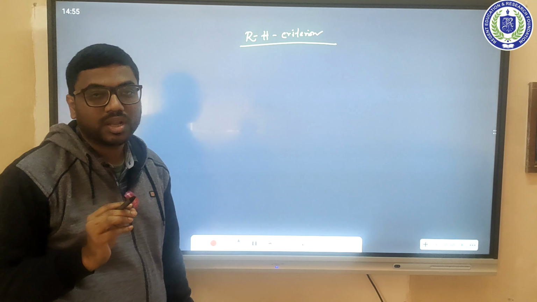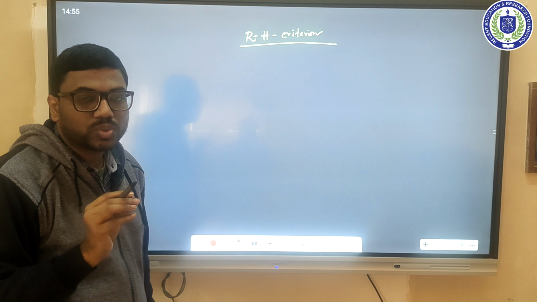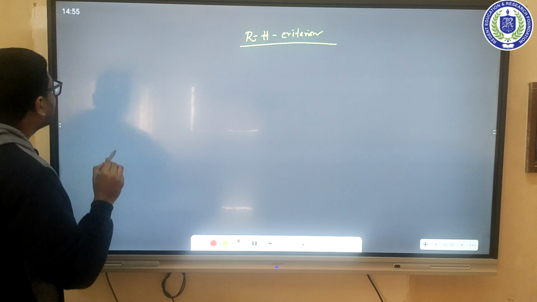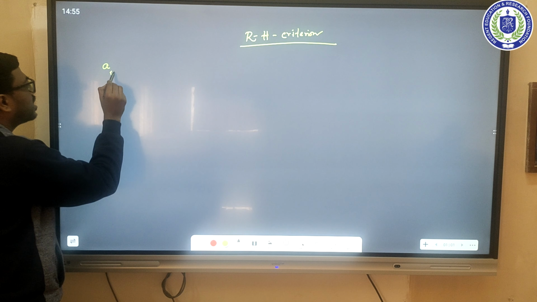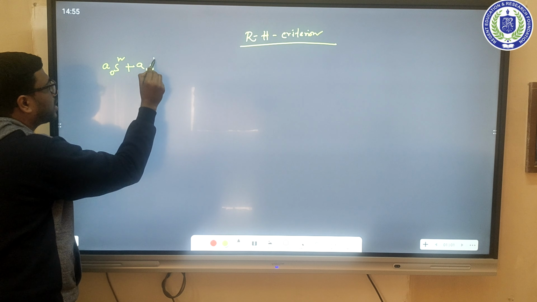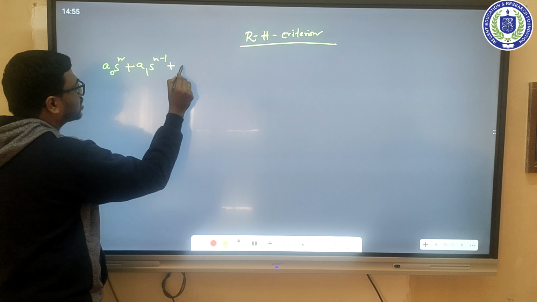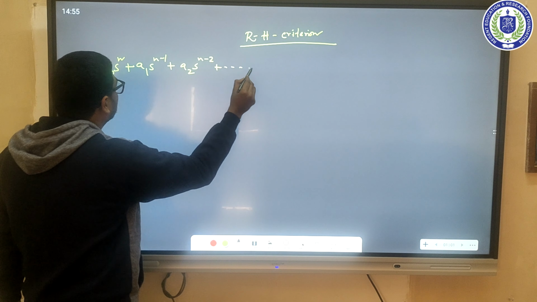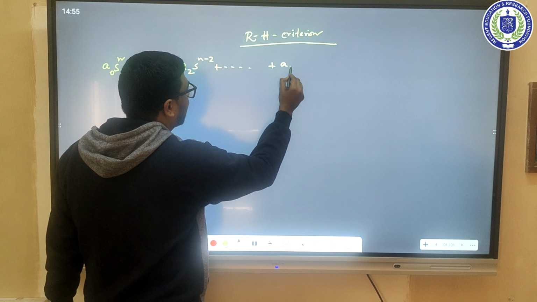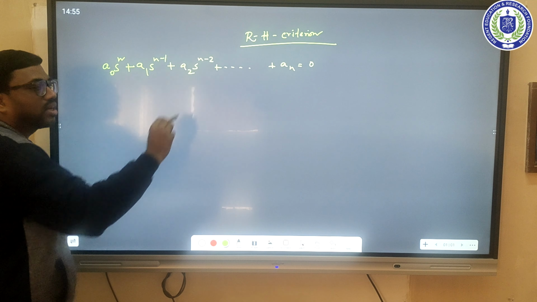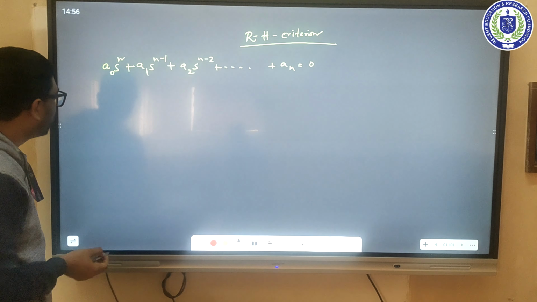Actually, what we will do? We will find out the location of the poles with the help of the RH criterion. Now, suppose we consider a characteristic equation a0 s to the power n plus a1 s to the power n minus 1 plus a2 s to the power n minus 2 plus dot dot dot up to an equal to 0, where a0, a1, a2 are constants.